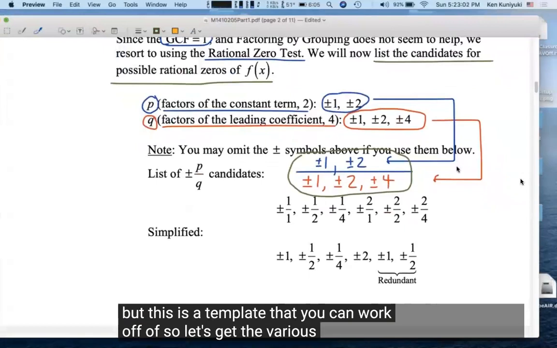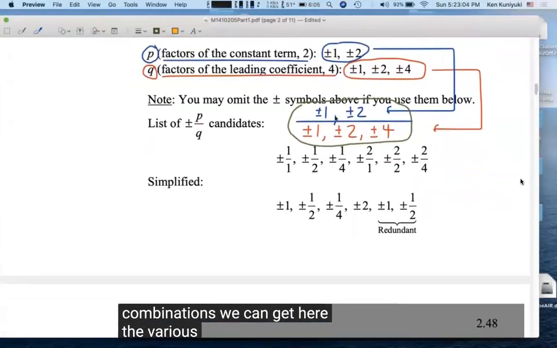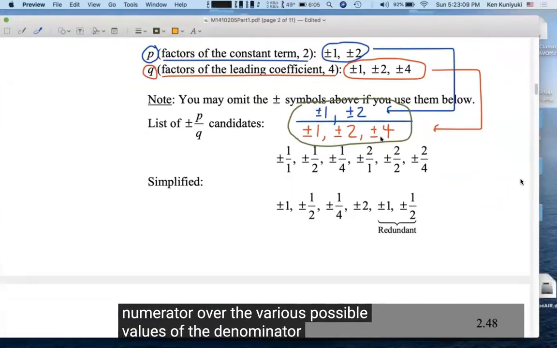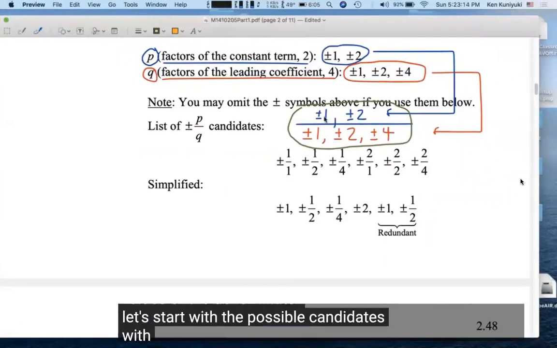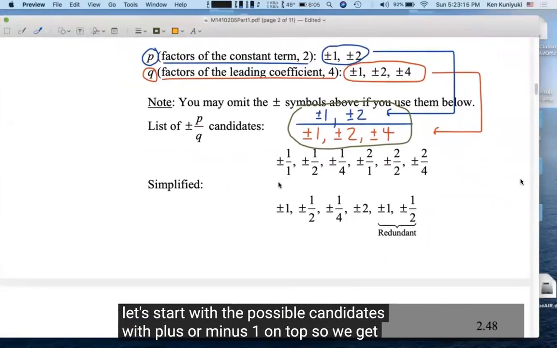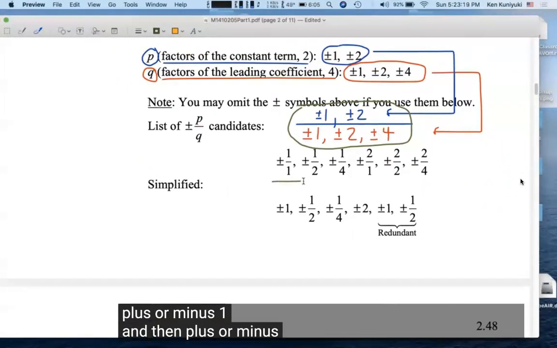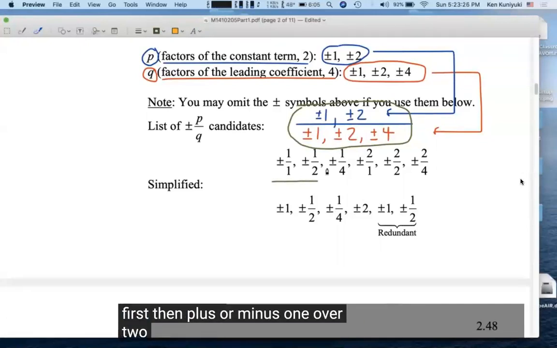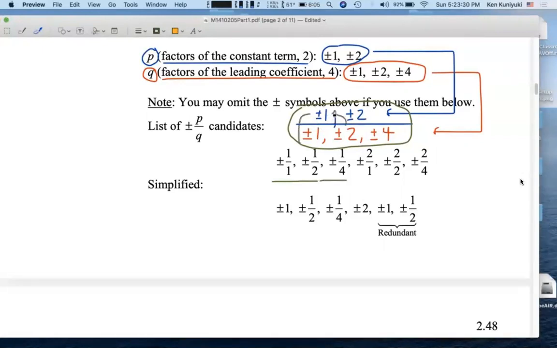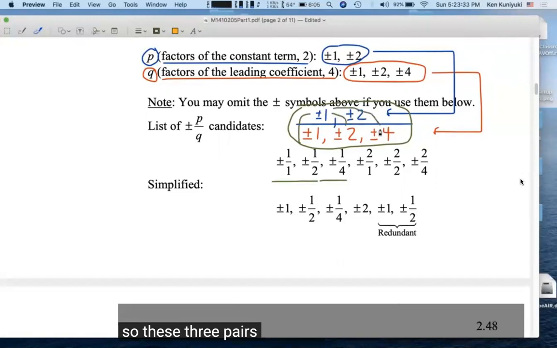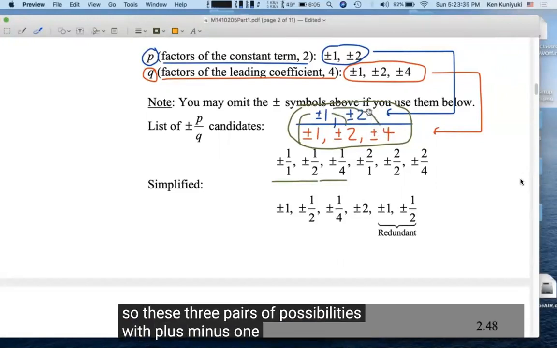So let's get the various combinations we can get here. The various possible values of the numerator over the various possible values of the denominator. Let's start with the possible candidates with plus or minus 1 on top. So we get plus or minus 1 over 1 first, then plus or minus 1 over 2, and then plus or minus 1 over 4. So these 3 pairs of possibilities with plus or minus 1 on the top.